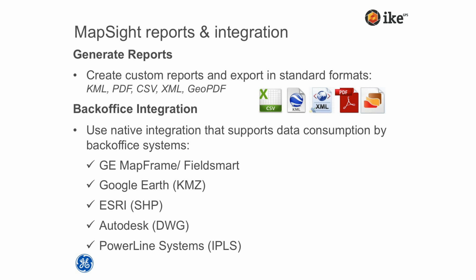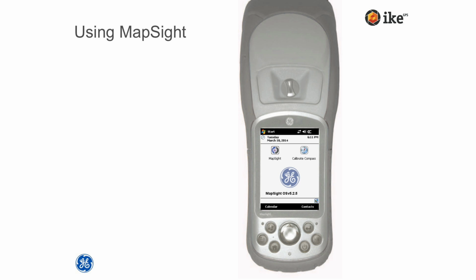All the data we capture can report or integrate into some of the following back-end standard formats as well as office systems. Highlighted here, CSV files, KML for Google Earth, XML, obviously a PDF for reporting, and then a variety of back-end systems like MapFrame and FieldSmart, as well as Google Earth and Shape and others. So let's look from the user's perspective of how the tool is used in the field by identifying each one of these tools and their function.